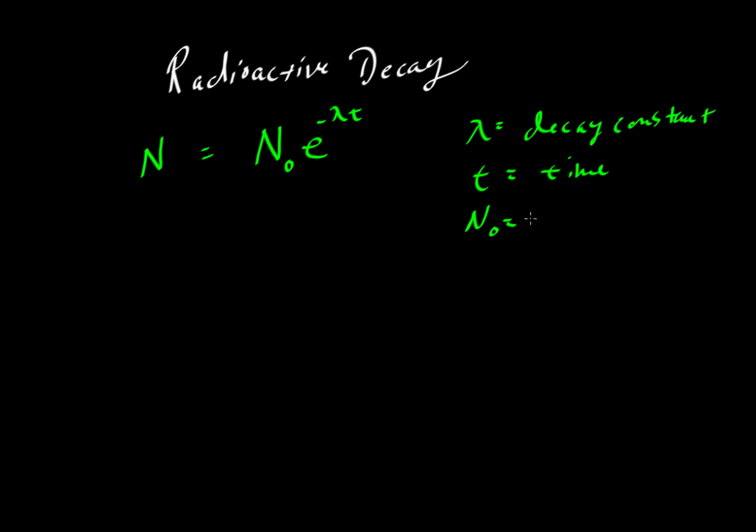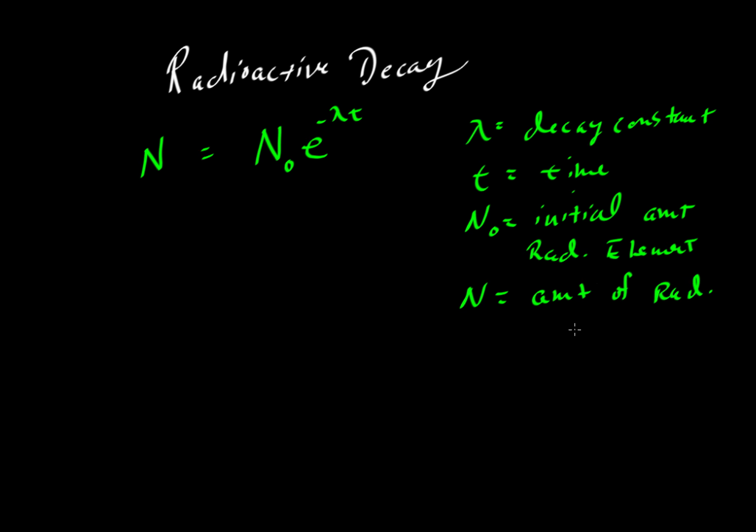So N naught, that is the initial amount of radioactive material that we have, the initial amount of the radioactive element that we started with, and then N without the subscript is the amount of the radioactive element that we have left after some time t has elapsed. So that's our general equation.